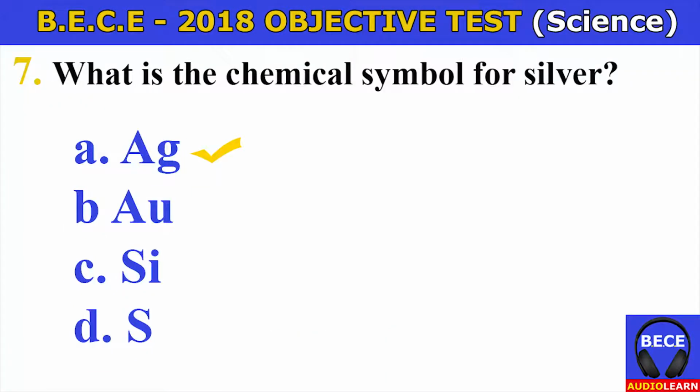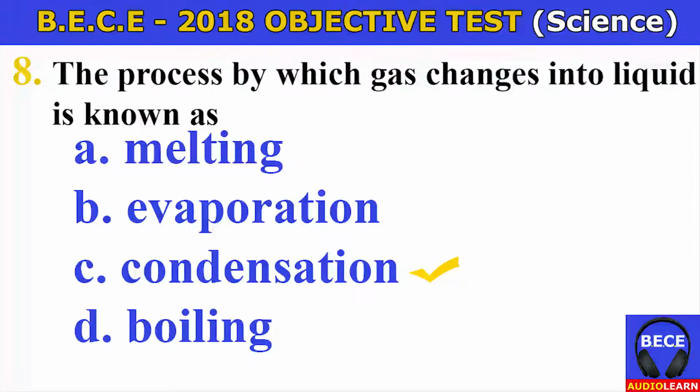Number 7. What is the chemical symbol for silver? A. Ag, B. Au, C. Si, D. S. And the answer is A. Ag. What is the chemical symbol for silver? It is Ag.